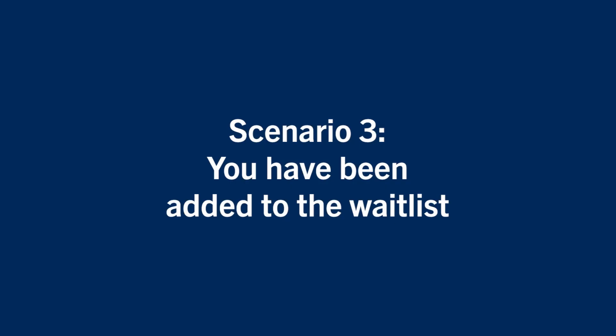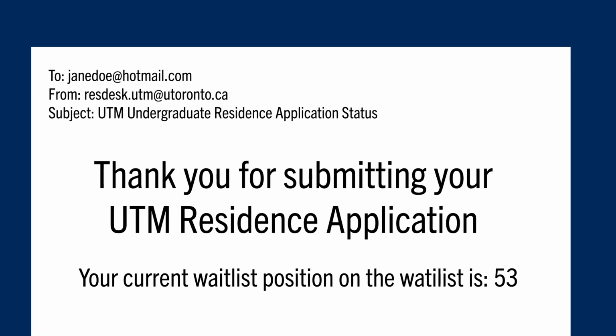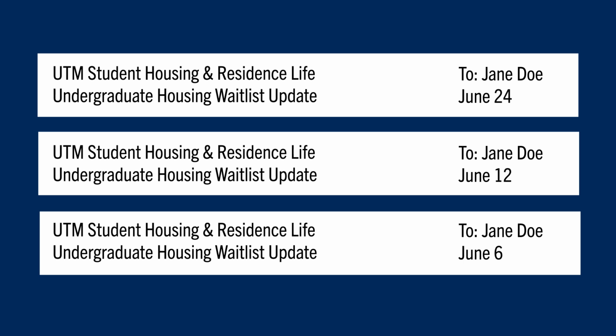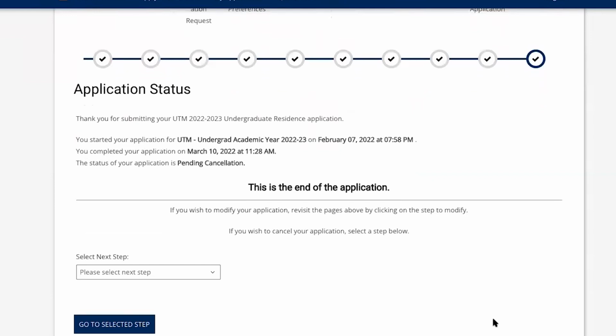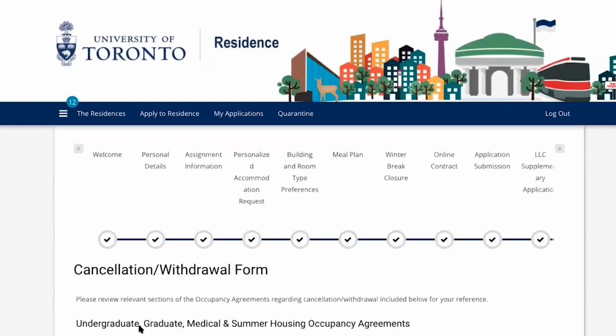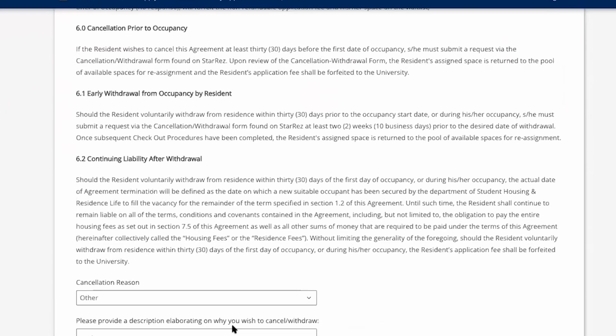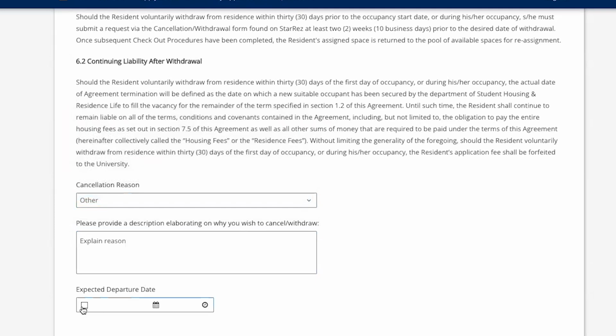The last scenario is if you've been added to the waitlist. In your email, you will find your waitlist position and will continue to receive updates throughout the summer. Once there is a space available, you will be able to complete the steps as explained previously in this video to accept or decline your offer of residence. As a reminder, once you receive an offer of residence, you will have 2 business days to respond. If you would like to cancel off the waitlist prior to receiving an offer of residence, you will need to log into StarRes and fill out the cancellation form on your application. Once you have submitted the cancellation form, you will receive a confirmation email within 5 to 10 business days.